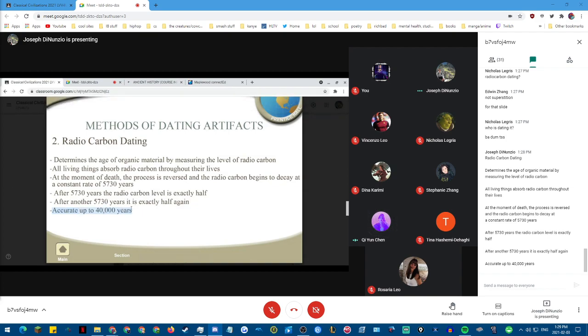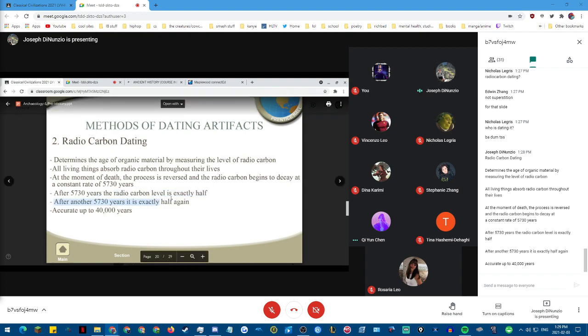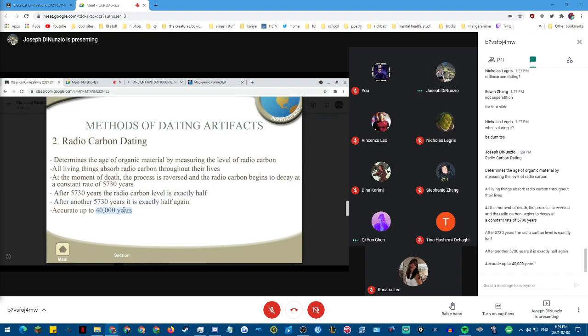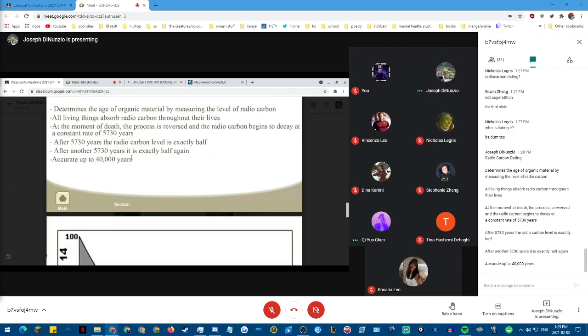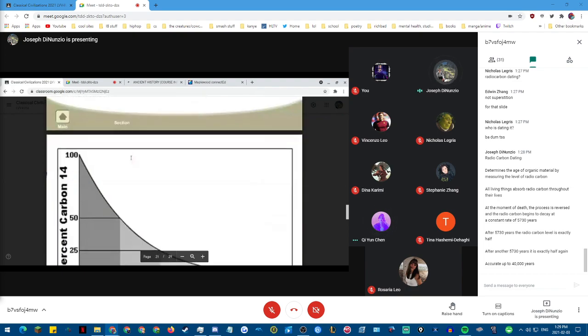So this is how it works. The key number, 5,730. After that, the radiocarbon level is exactly half of what it once was. And that method continues up to 40,000 years. This is called radiocarbon dating. We take a look at this chart.